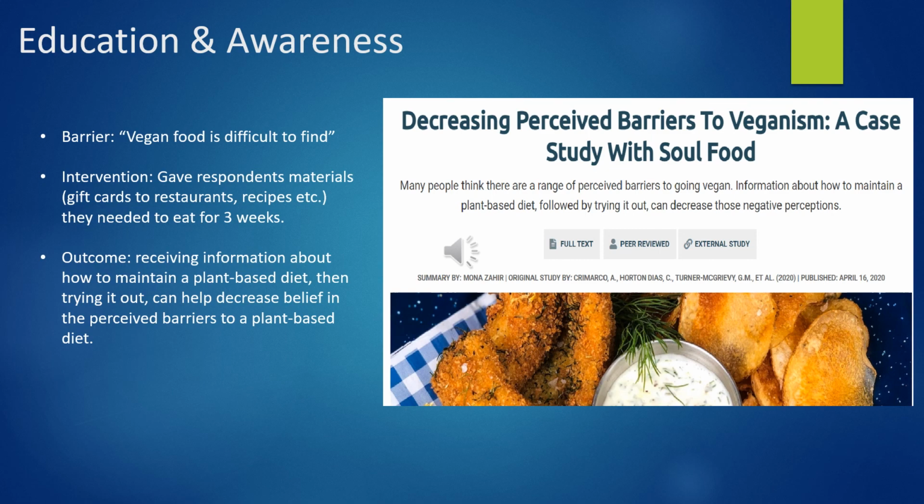The first is education and awareness. Simply providing information is a simple and common method to promote behavioral change. This study took place in a food desert in South Carolina and hopes to reconnect respondents with their culture and get them eating a healthier diet. Respondents were challenged to eat a vegan diet for 3 weeks and were either given gift cards or recipes for vegan food. After the 3 weeks, the perceived barrier that vegan food is difficult to find was reduced, and respondents began to perceive the positive benefits of eating a vegan diet.